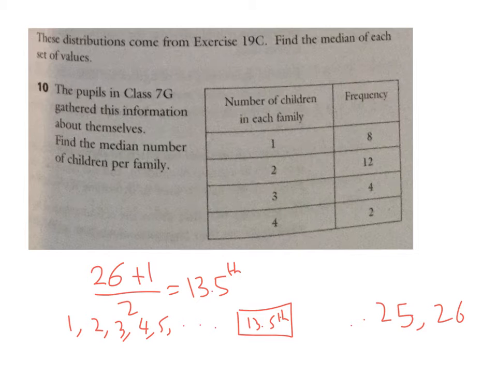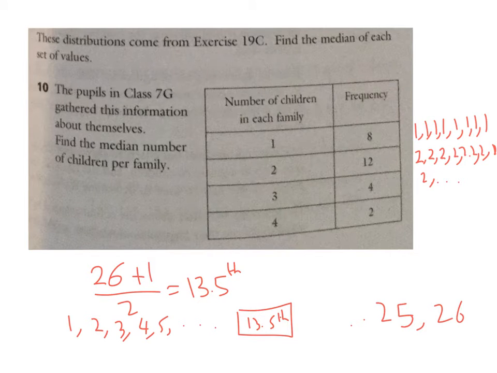The first 8 values are families with 1 child. So if you're doing it out in order, you'd have 1, 2, 3, 4, 5, 6, 7, 8. There's the first 8 families. The next 12 are going to be in the second group. So the 2 is going to be the 9th value, the 10th value, the 11th, the 12th, 13th, 14th, 15th, 16th, and so on. There's going to be 12 of those 2's.